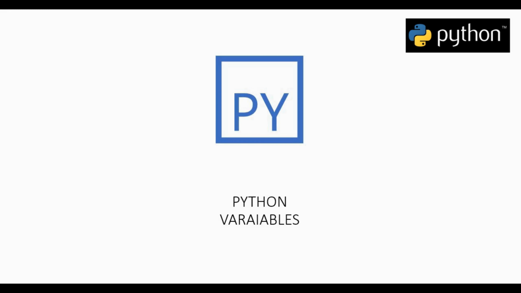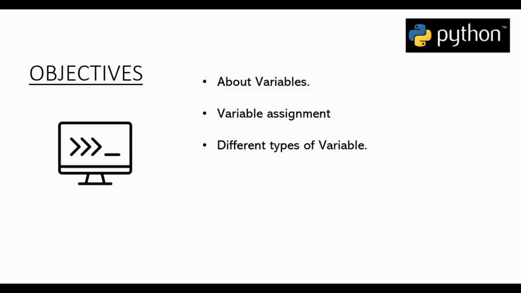In this session we will understand what we mean by Python variable. So let's look at our objectives. We will start by understanding what we mean by Python variable. Afterward we will see how we assign values to our variable, and afterward we will see what the different types of variable in Python are.